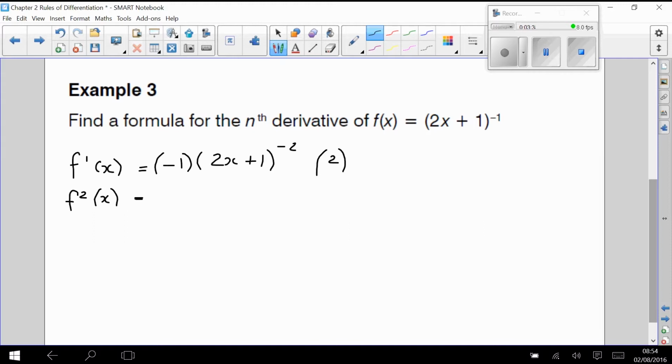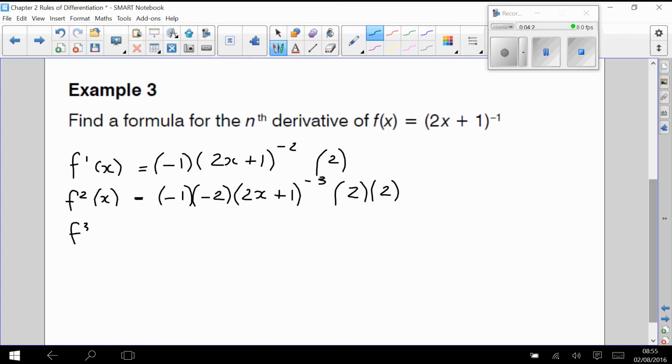So now if I want to find the second derivative, then that must be the derivative of this composite function, 2x plus 1 to the minus 2. I already had a coefficient of minus 1, so minus 2 becomes a coefficient factor. Then I times that by 2x plus 1 to the minus 2 minus 1, which is minus 3. And then I must still times that by 2. Lastly, I must also times that by the 2 that I had before.